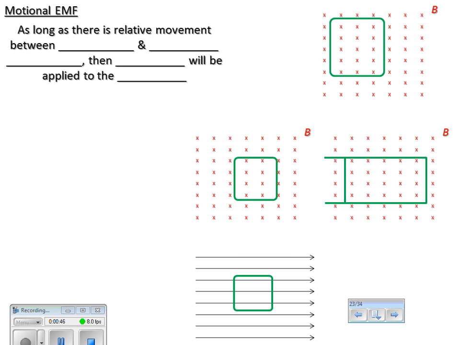A generator works on the idea that as long as you have relative movement between charges and magnetic fields, well, we know for sure that force is exerted on the charges. That's nothing new, we've written it as F equals QVB. What we haven't talked about too much is that so far all we've done is move charge through a field.